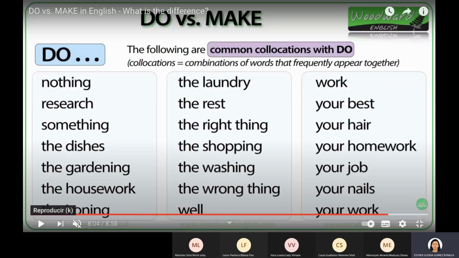Also you say do the shopping, para ir de compras, hacer las compras. Do the washing, que es decir, para hacer el lavado, ya sea de la ropa o de las cosas. Do the wrong thing or do well, para decir hacer el bien, do well.